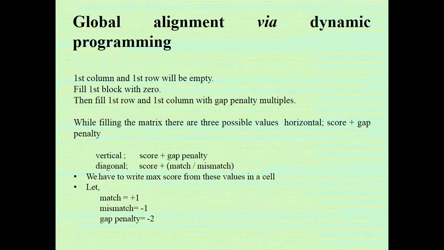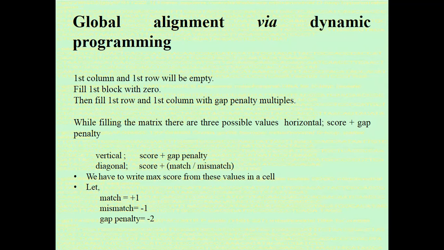In global alignment via dynamic programming, first of all, we have to fill all the empty rows and columns and fill the first block with 0. There is a set of rules that we have to follow for performing global alignment via dynamic programming. This is a very important section, so everyone should be very focused and try to understand how we are going to do the global alignment.